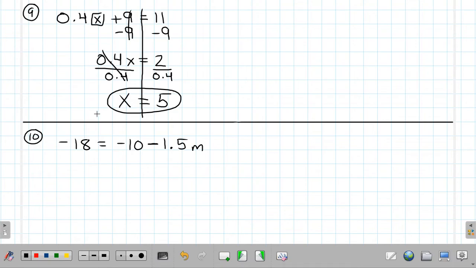Now, number 10, this is probably the trickiest one out of the whole set here because we've got negatives and subtraction everywhere. But once again, I strongly suggest, we've got the variable over here. Some of us might be able to see that technically my first step would be to add 10, and then I would divide by negative 1.5. Those are the steps in order. But if you don't see that, well, first off, let me do this.